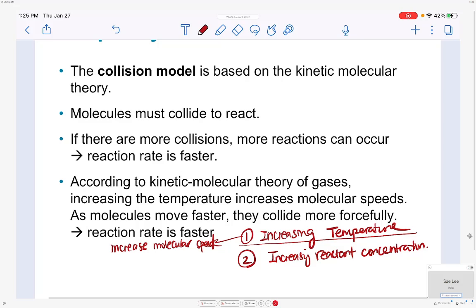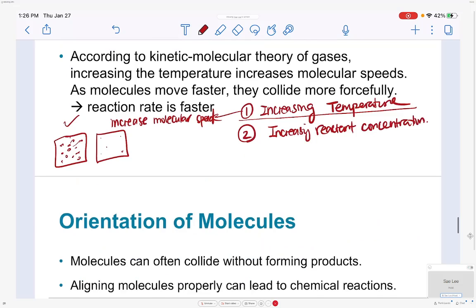For increasing reactant concentration, if you have more reactant in a certain volume, definitely when you have a higher concentration of reactants, this will allow more collisions to occur, more chances for these molecules to bump into each other, and therefore causes a faster reaction. So that's what the collision model is.